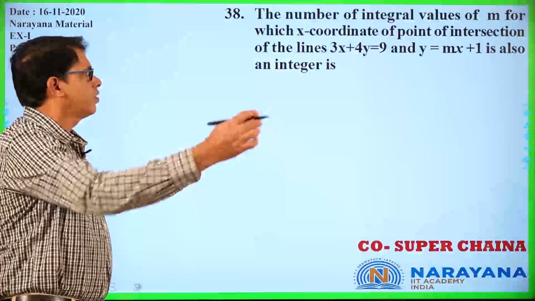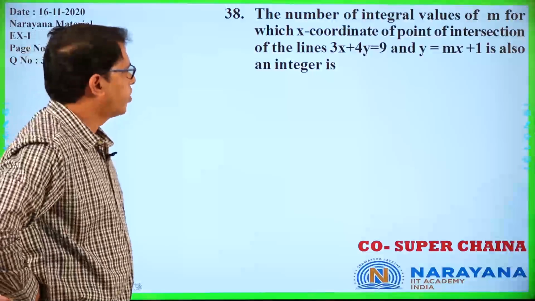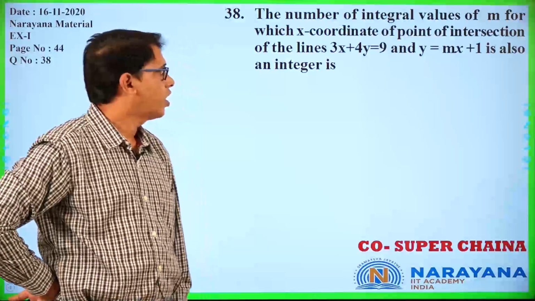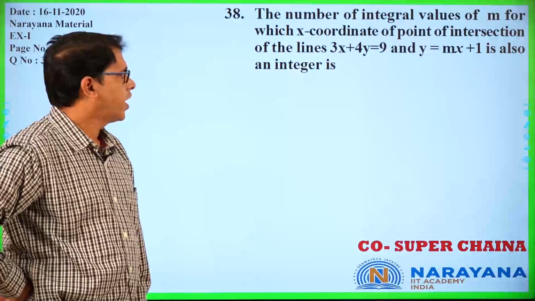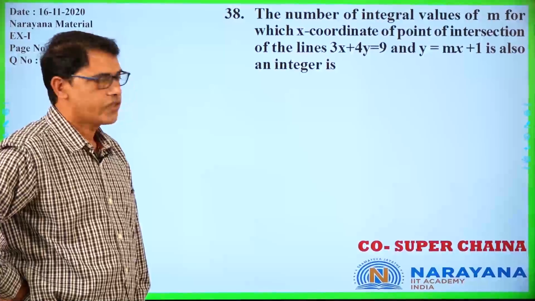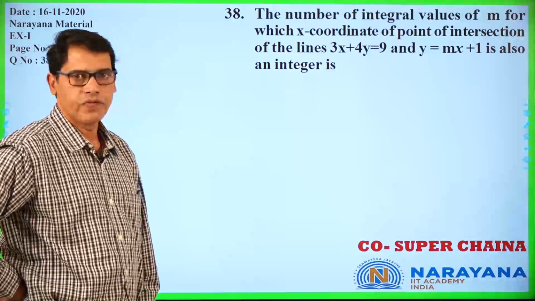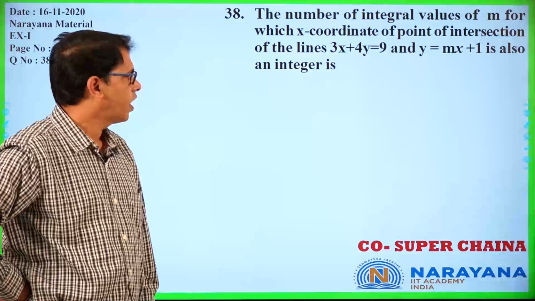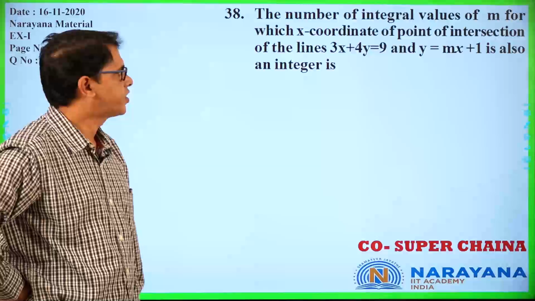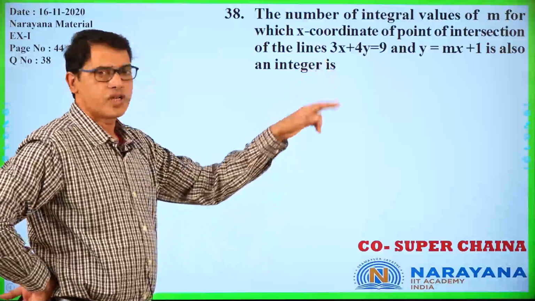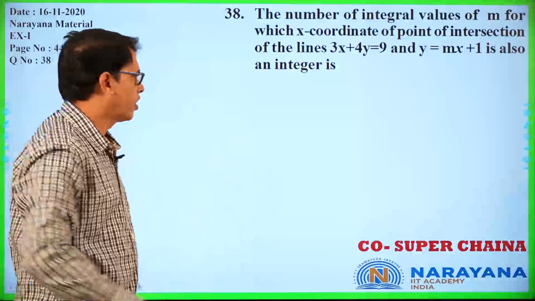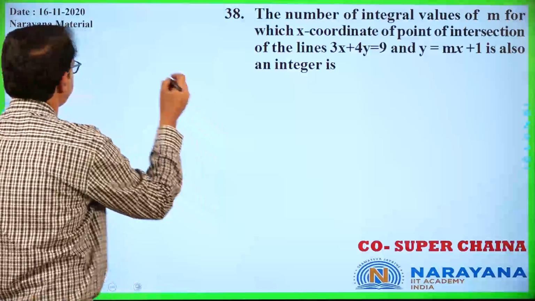See, the number of integral values of m for which the x coordinate of the point of intersection of the lines 3x + 4y = 9 and y = mx + 1 is also an integer. Here two lines are given. Obviously they are intersecting with each other.